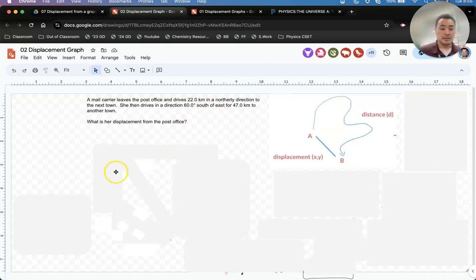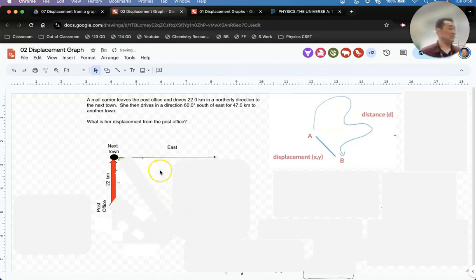Grab your pencil, and I want you to draw post office to the next town. Draw one arrow, and it's 22 kilometers. After you've drawn your arrow of 22 kilometers traveled, the mail carrier has reached the next town and now is going to travel 60 degrees south of east.